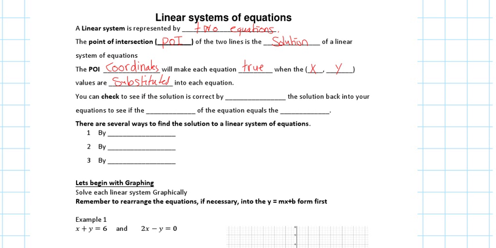You can check to see if the solution is correct by substituting the solution back into your equation to see if the left side of the equation equals the right side of the equation. Remember the left side, right side of the equation? We've done this before, so we're going to do that to check our work.